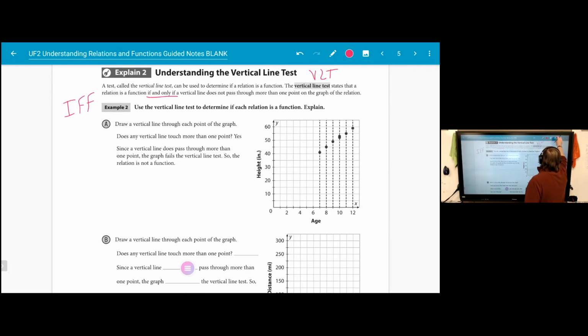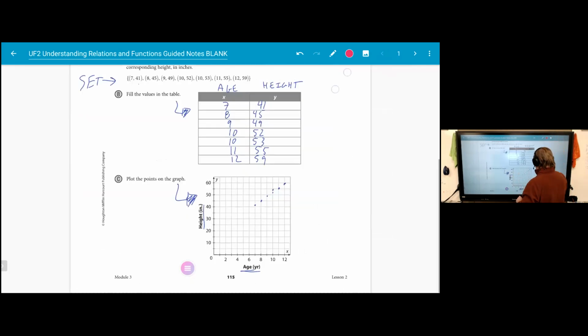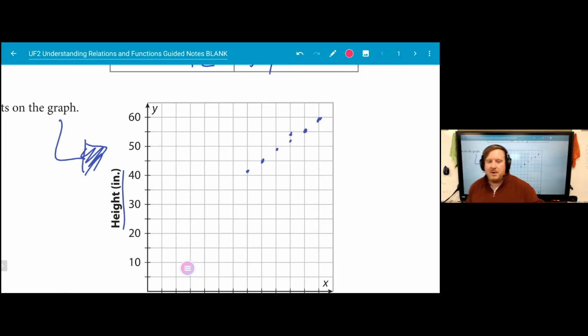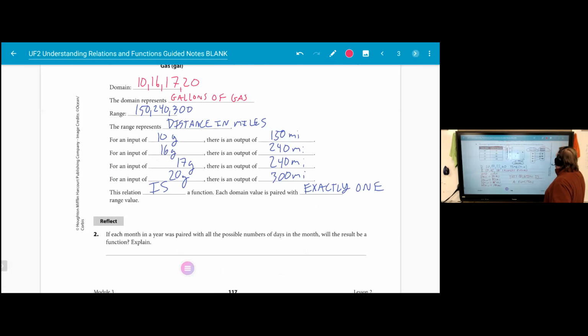I'm going to go all the way back to the very first page where we had this graph right here. I'm going to blow this graph up a little bit. This states that if I take any vertical line, I'm going to do a dotted vertical line through any vertical line. If it touches more than 1 point, it is not a function. That only touches 1, 1, 1. Uh-oh. This relation is not a function because a vertical line touches 2 points. That's the graph that is right here.